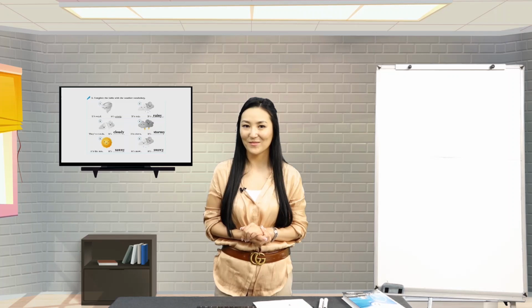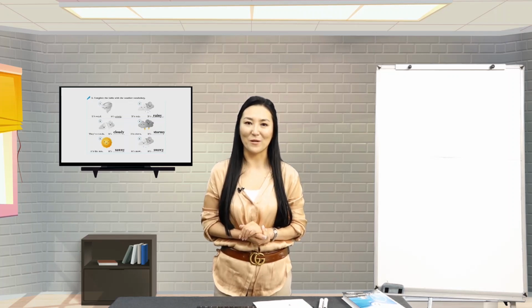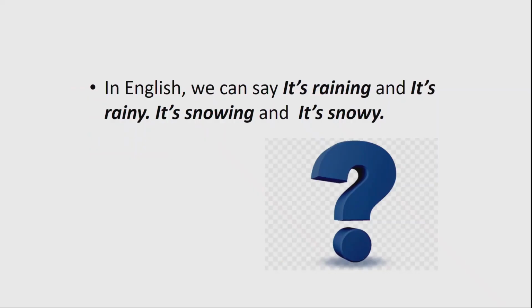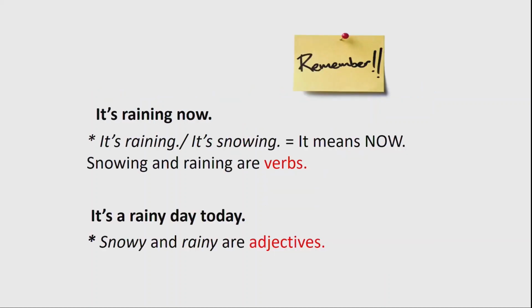What's the right way to say it's rainy or it's raining? Yes, both of them are correct. In English, we can say it's raining and it's rainy. It's snowing and it's snowy. Look at these two sentences. It's raining now. In the first sentence, when we say it's raining, it means now. Remember, snowing and raining are verbs.